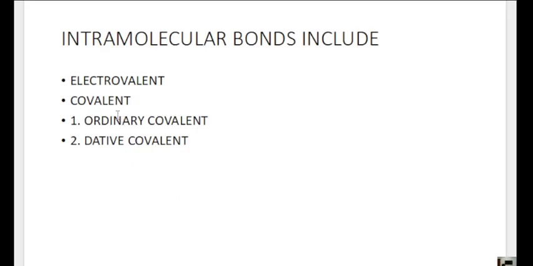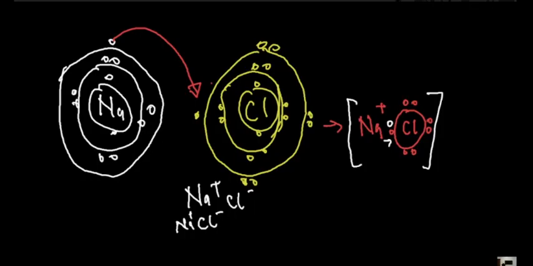We go to the next one. The next type of bond is your covalent, and there are 2 types of covalent bonds. The first one is ordinary covalent bond, while the second one is dative covalent bond. To differentiate between the 2: as I said, ionic involves complete transfer, moving it completely from here to the other one. But in the case of covalent, it involves sharing. So think sharing.